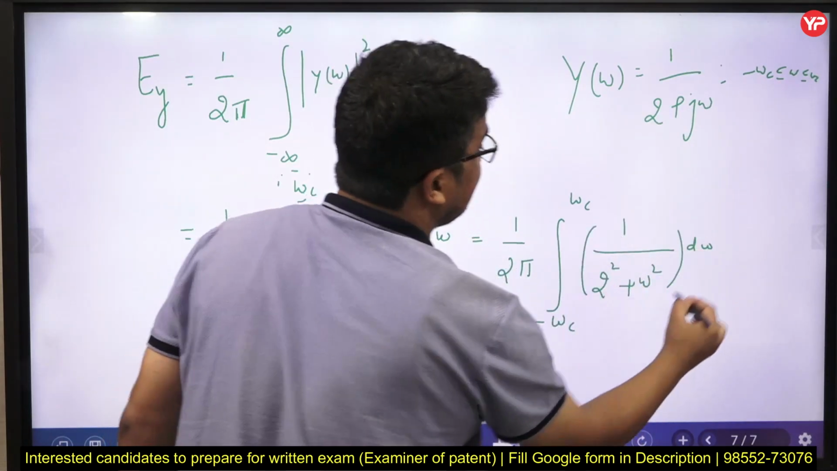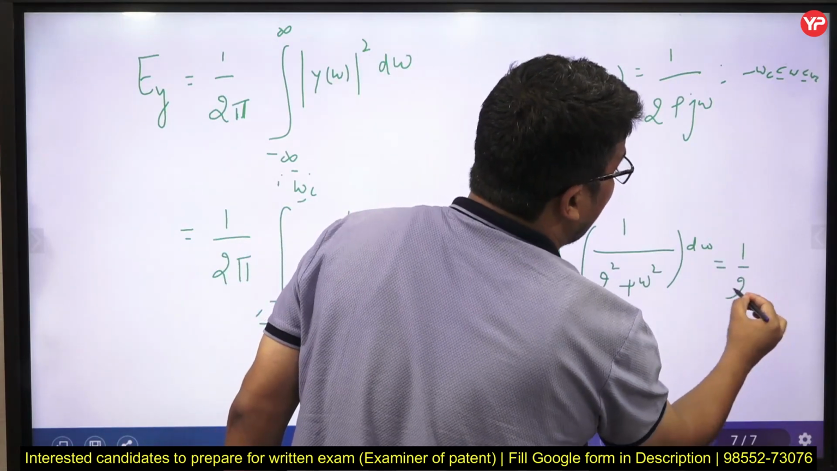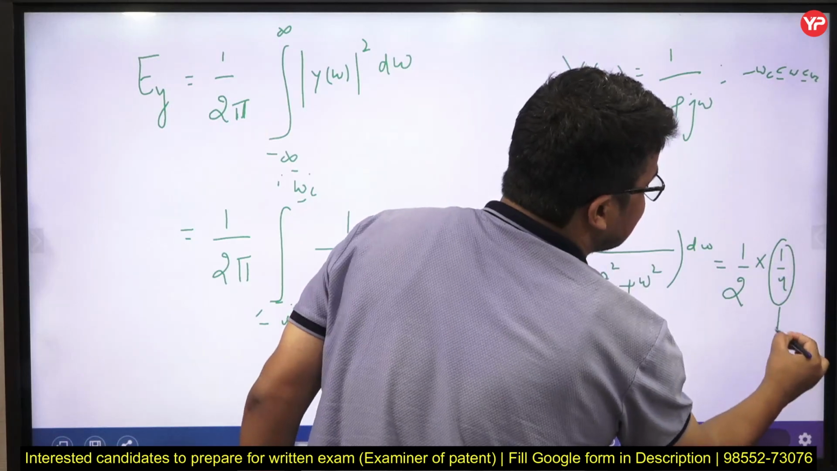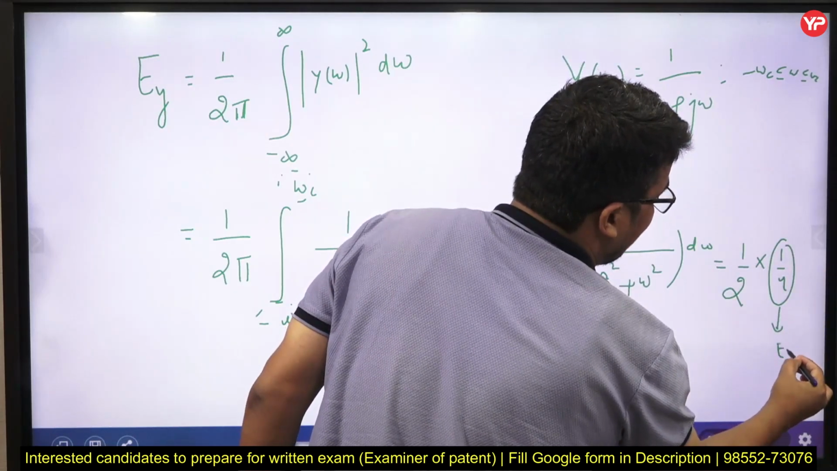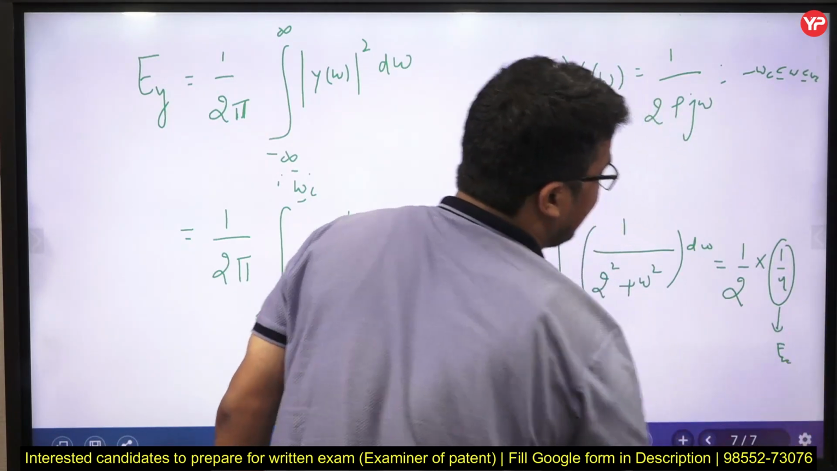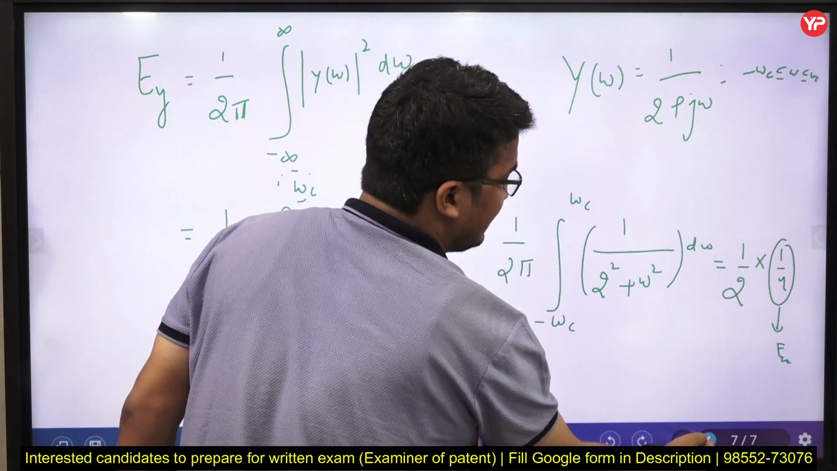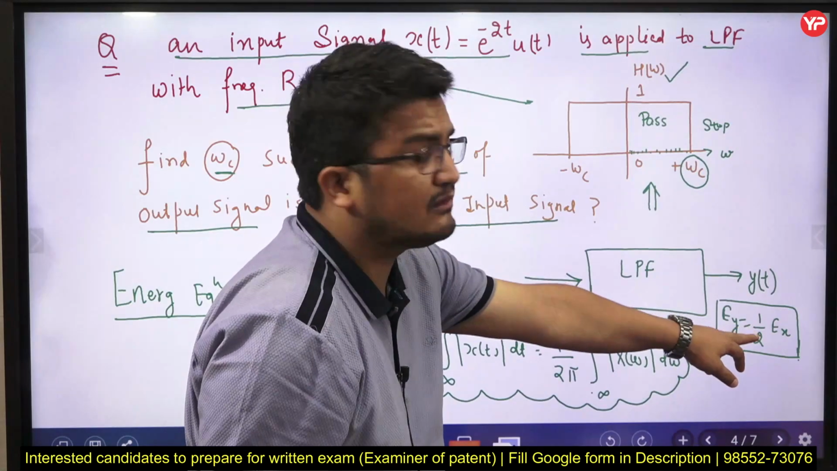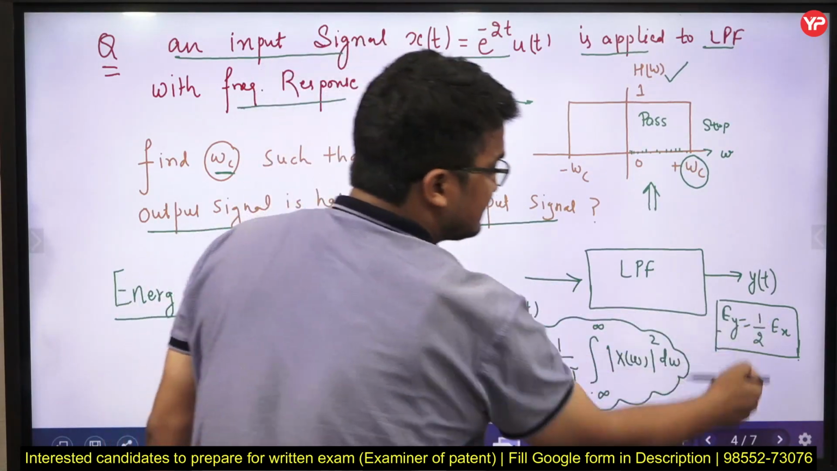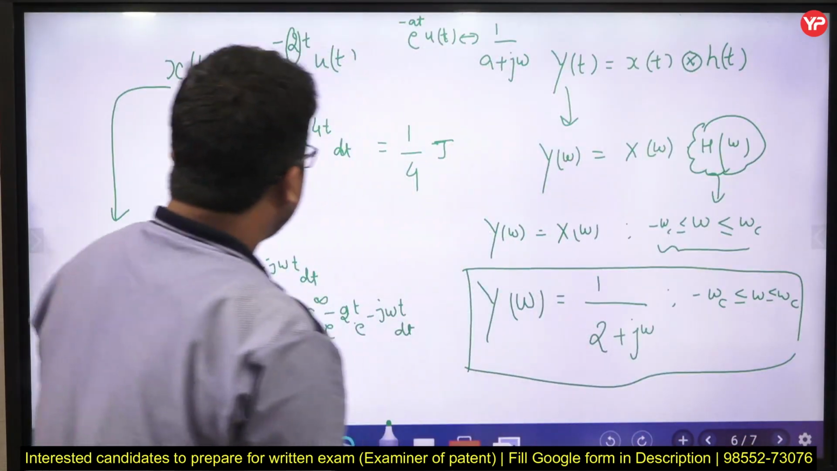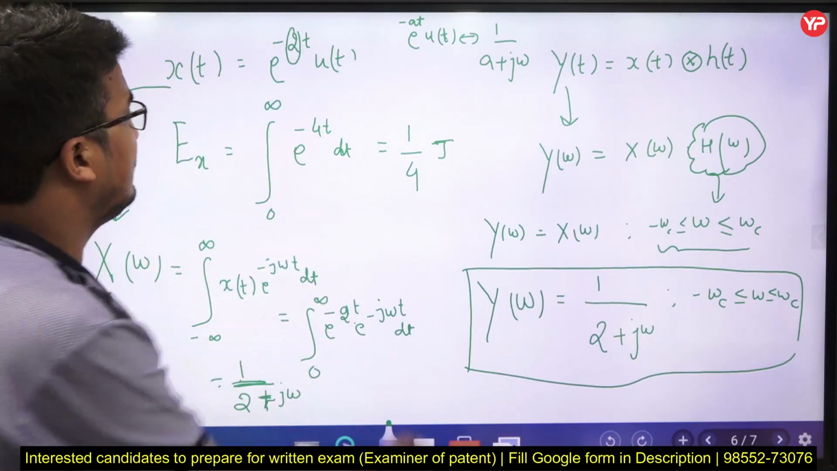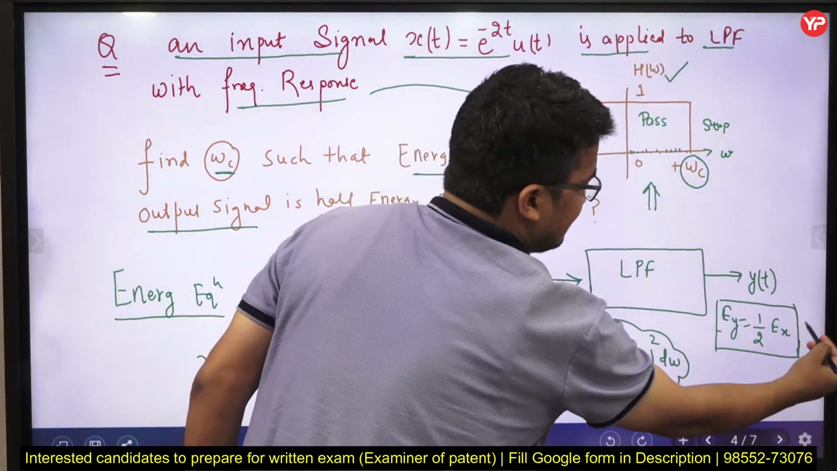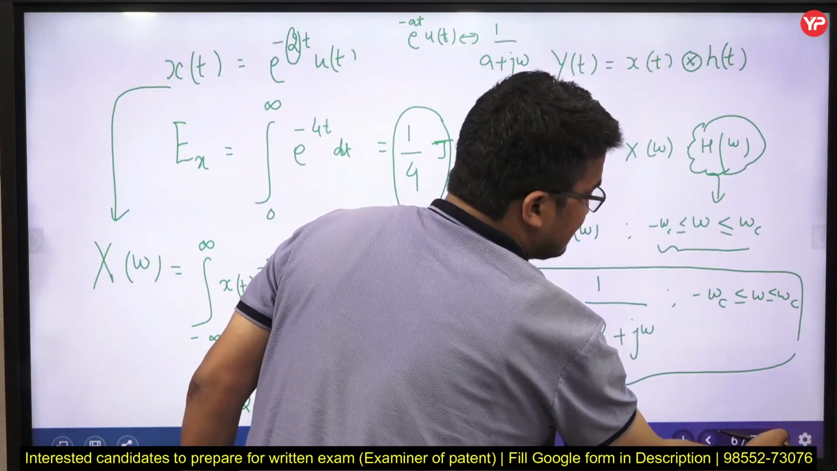And this must be equal to 1 by 2, half of the input signal energy, which was 1 by 4. This is the input signal energy. And why did I take this half here? Because it was mentioned in the question earlier, Ey is equal to 1 by 2 of Ex. Ex we had calculated here somewhere, 1 by 4 joule. Is it clear? I am using this value in this relation, nothing else. So that's why I have written the result like this.